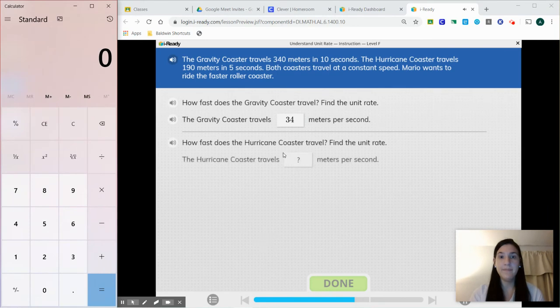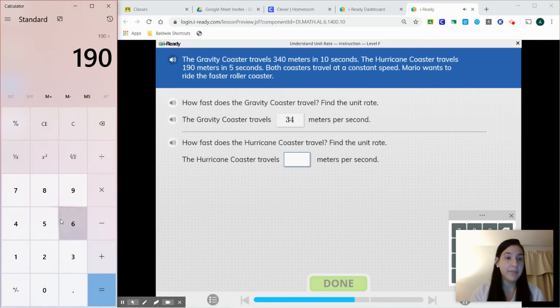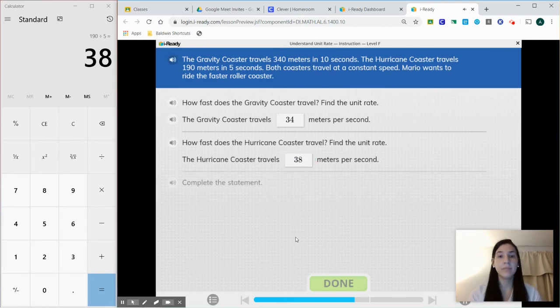We're going to do the other one. How fast does the hurricane coaster travel? 190 meters divided by 5 seconds, which will give us 38 meters per second. So which one's faster? Complete the statement. The hurricane.